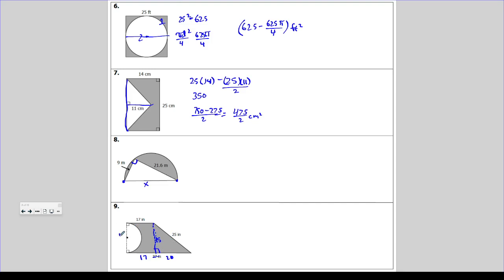So 15 gives us the diameter of our semicircle, and then we have our trapezoid minus that semicircle. So remember, with the semicircle, you have to divide the area by 2.